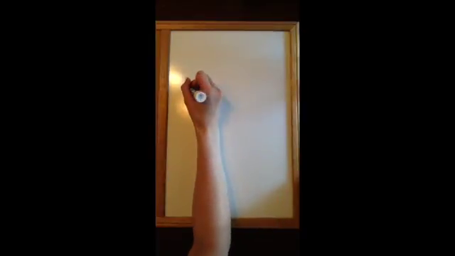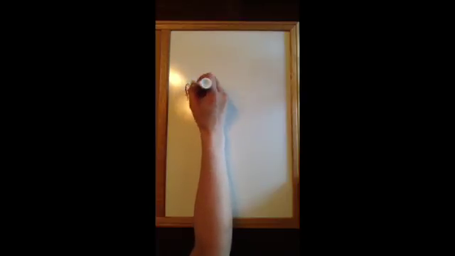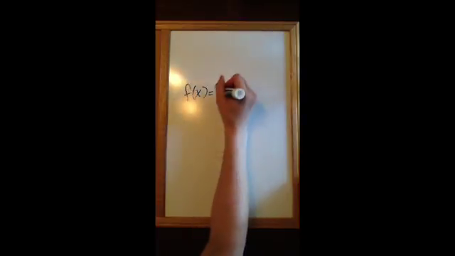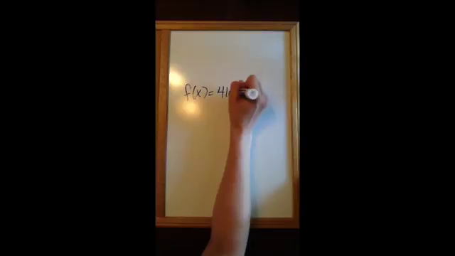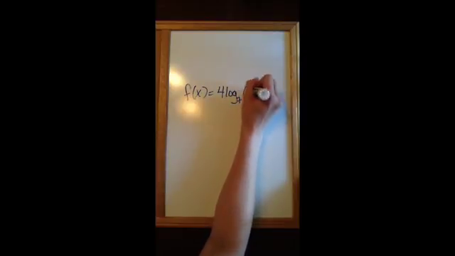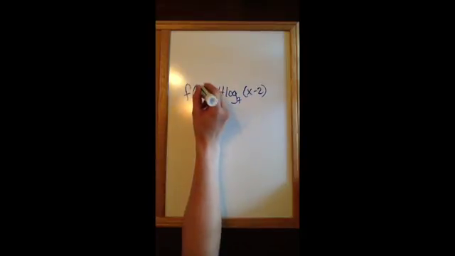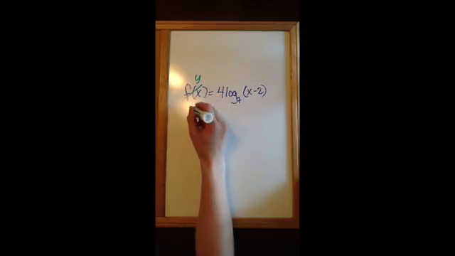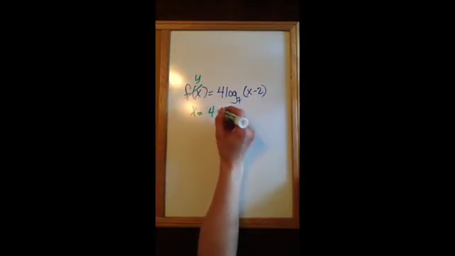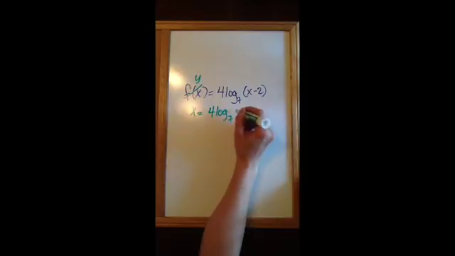Let's take a look at how to find the inverse of log and exponential. So if I give you f of x equals 4 log base 7 of x minus 2, we're going to start off the same way that we do with all of the other finding inverses. I'm going to switch x and y. So remember, f of x is really a y. So I have x equals 4 log base 7 of y minus 2.